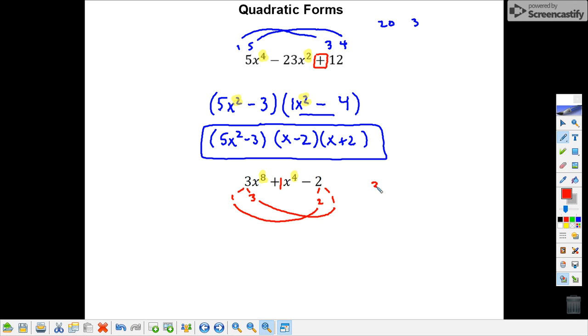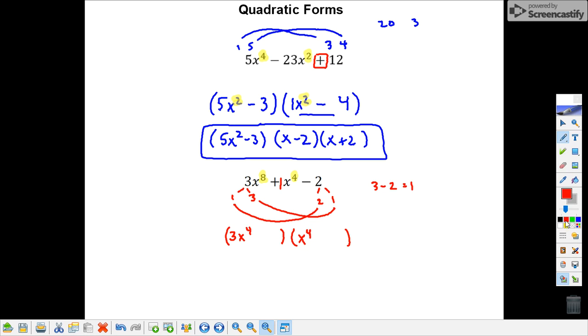Well, 3 and 1 gives me 3. 2 and 1 gives me 2. Well, if you take 3, subtract 2, you get 1. So I found the correct pairing. So I'm going to go ahead and put my answer down. So since we had 3 and 1 as our first number, we're going to have 3x to the 4th and a 1x to the 4th, or just x to the 4th.